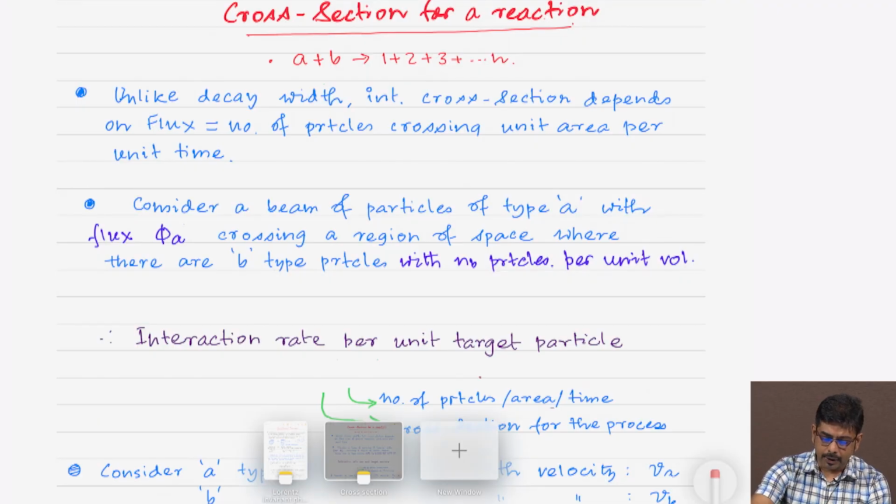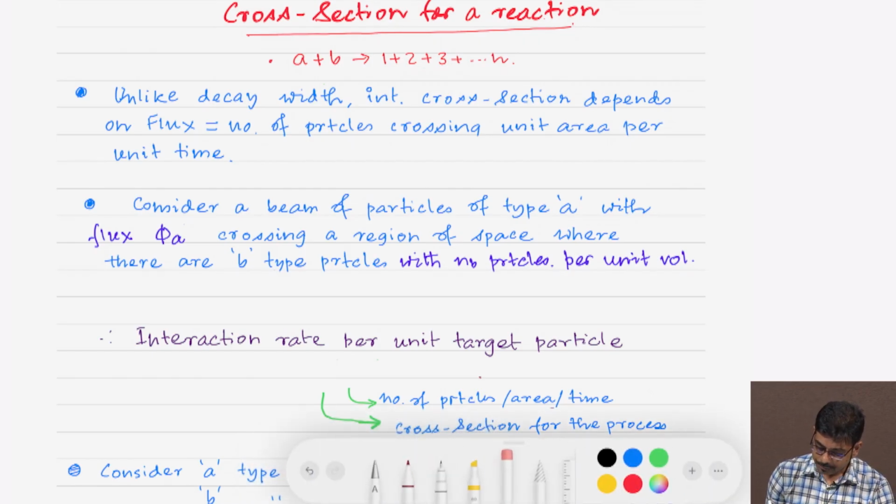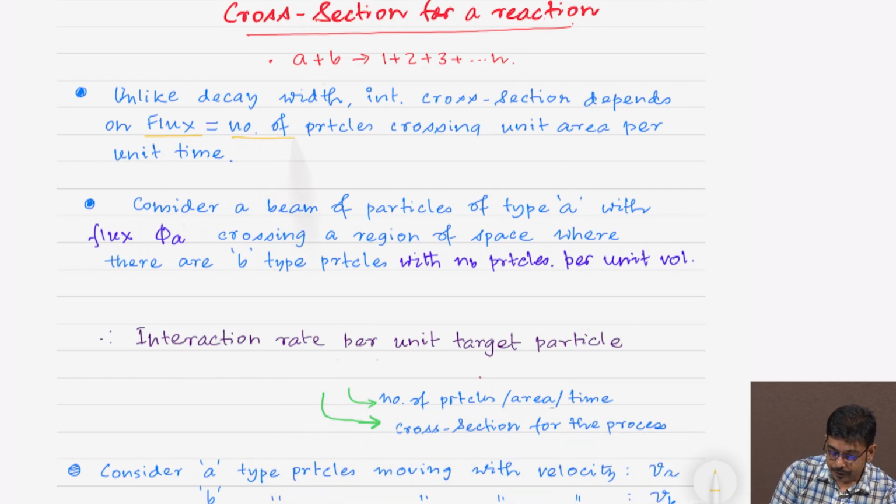So, let us get started with the definition of what we call the cross section, in a collision of particles. Okay? So, unlike the decay width, the interaction cross section depends on something called the flux, that is the number of particles which are crossing unit area per unit time. So, this is the definition of flux, which says how many particles are crossing unit area per unit time.